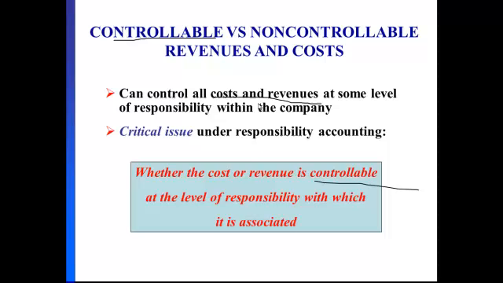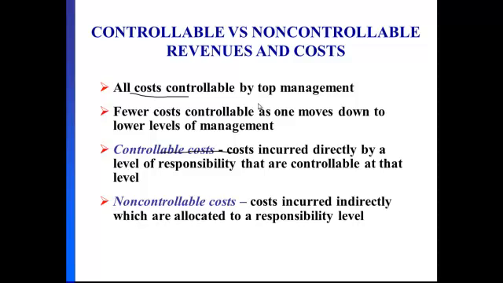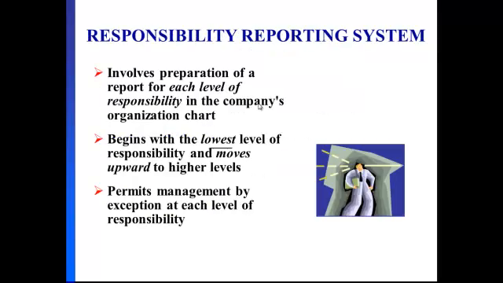For example, the rent on the subunit that he is operating. That was negotiated by someone higher up in management, not him. So the critical issue here is controllability. And the other thing to keep in mind is that all costs in an organization are controllable by somebody in management. The higher up in management that you go, the more the costs are controllable by you.